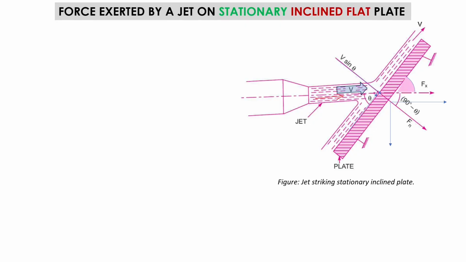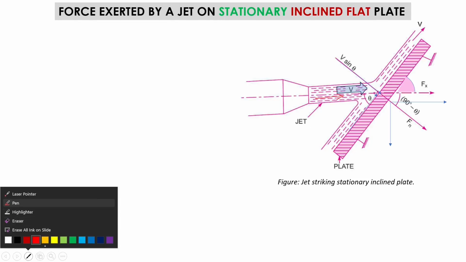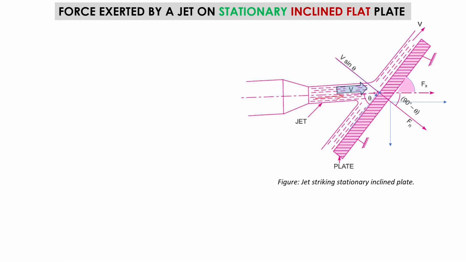The flat plate is inclined, but at what angle? The inclination angle is mentioned here, it is theta. So theta is the inclination angle with the axis of the direction of the flow of the jet. We know that this plate will give a normal reaction, right? And the reaction is always normal, it always has a 90-degree angle. So this Fn is the normal reaction force.